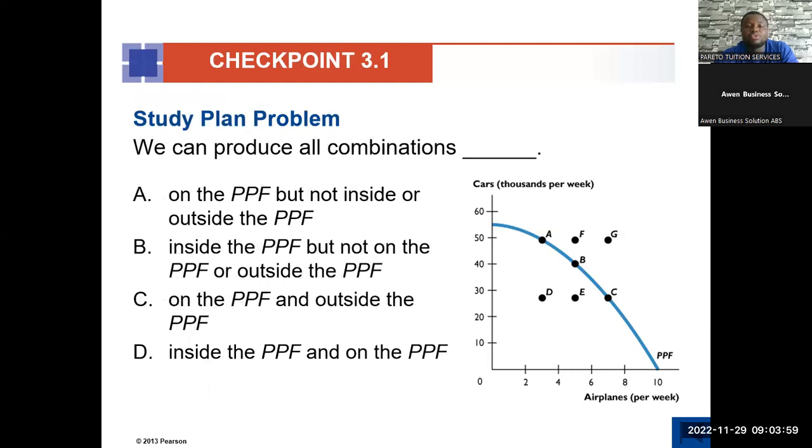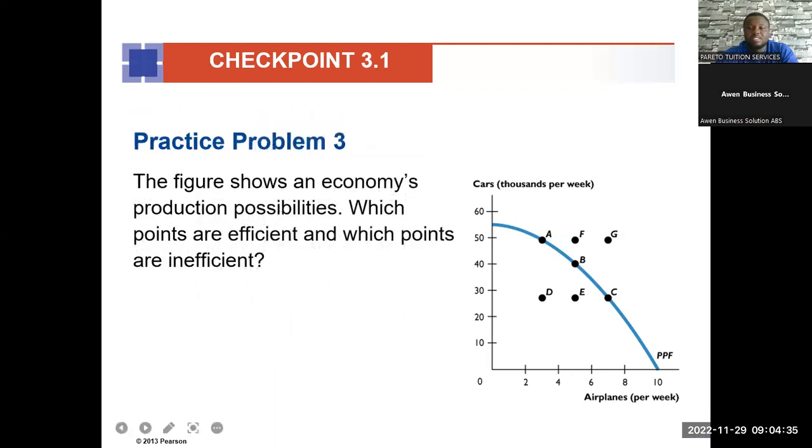All right, so we can produce all combinations. We can produce all combinations means that we are talking about the attainable ones, the ones that we can actually produce. Those are the possibilities inside the PPF and on the PPF. So that should be option D. We can produce the combinations that are inside the PPF or on the PPF. Okay, so the inside ones are the D and E, and then the ones on are the A, B, and C. Okay, all right.